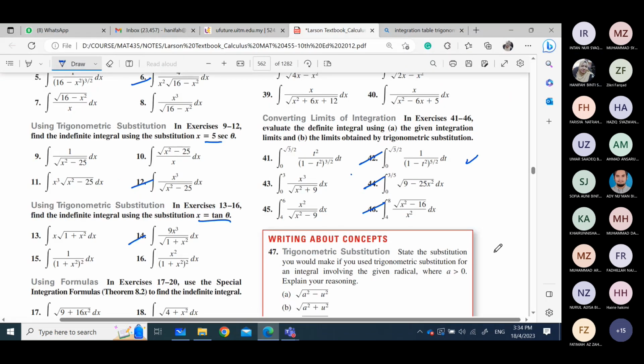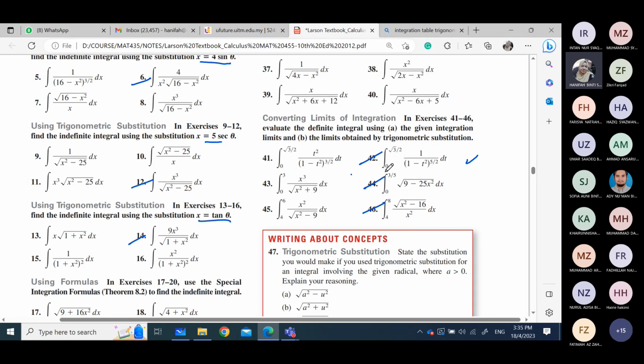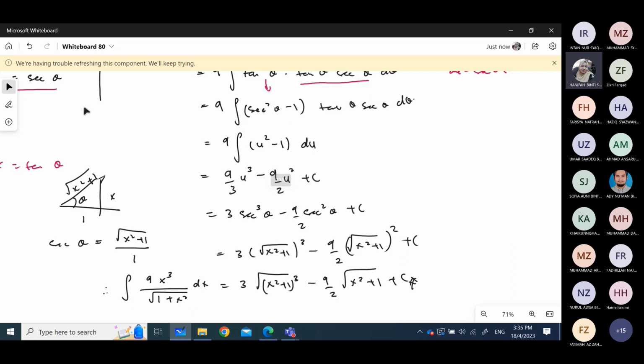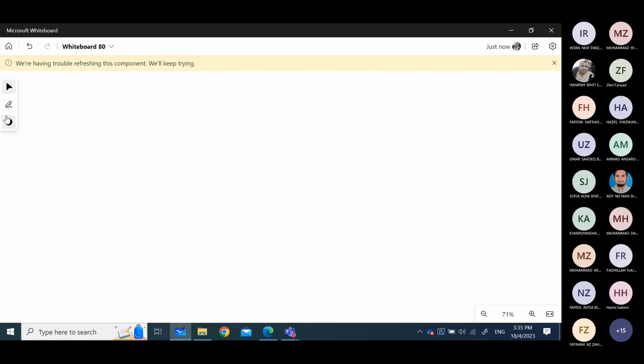Jelas. Okay, so ada banyak latihan ni you boleh buat. Okay, so kita ambil satu 42, kita ambil 42. Right, so next number 42.